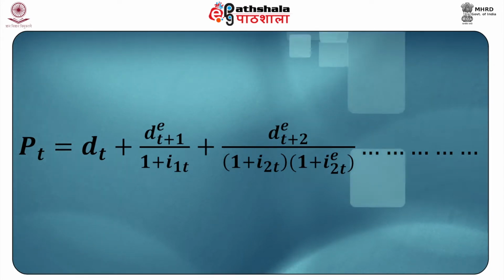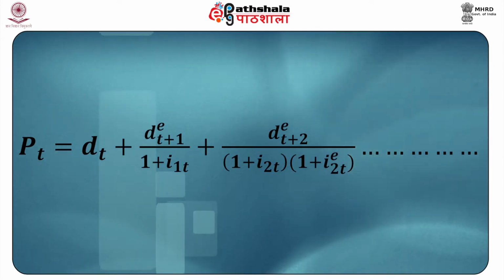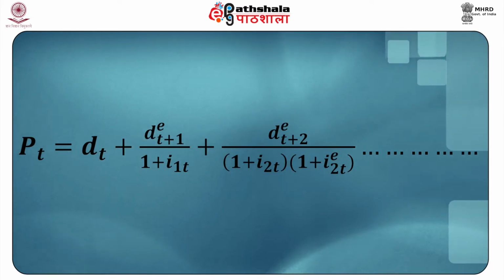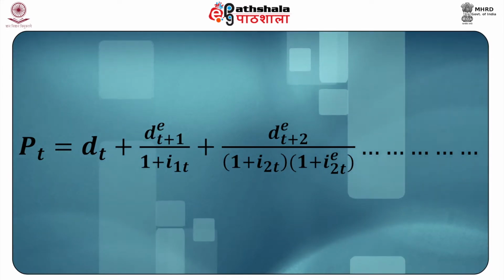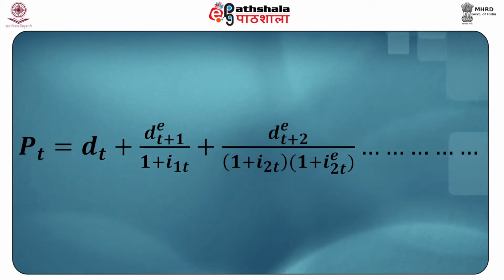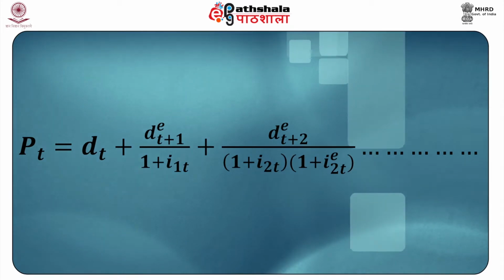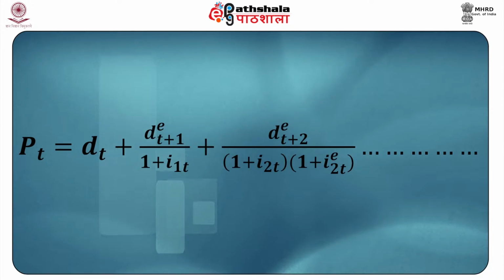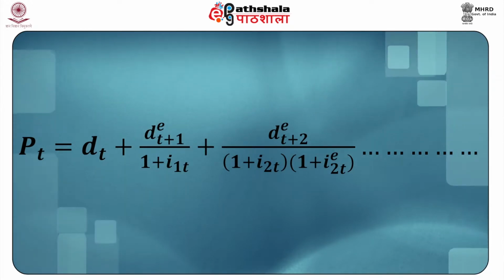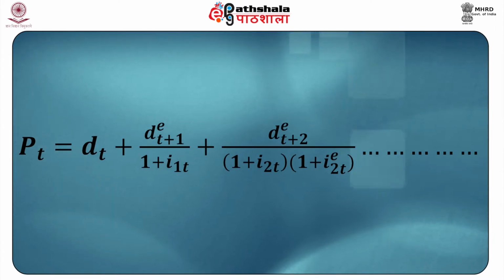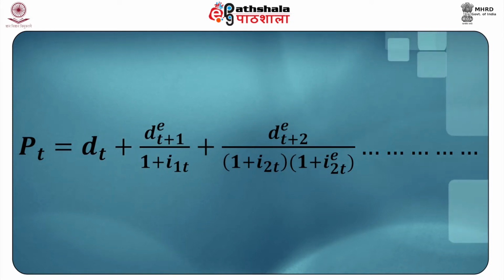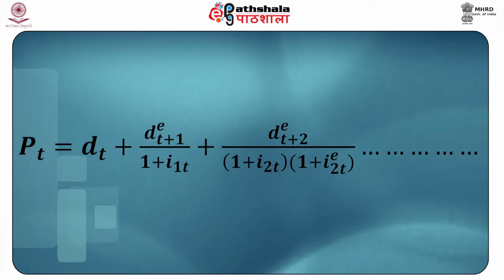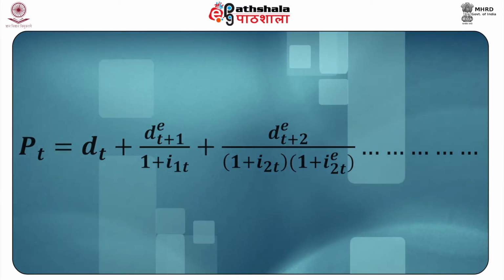Here i_{1t} is current 1 year interest rate and i^e_{2t} is next year's expected 1 year interest rate. Equation 1 therefore gives the stock price as the present value of expected dividends. This is defined as the fundamental value of the stock. You must have noticed that equation 1 has two important implications. First, higher expected future dividends lead to a higher stock price. Second, higher current and expected future 1 year interest rates lead to a lower stock price.